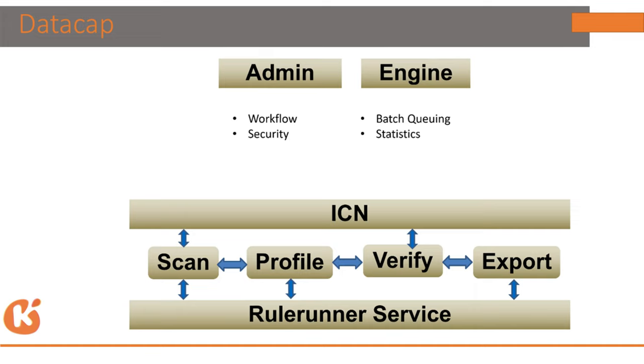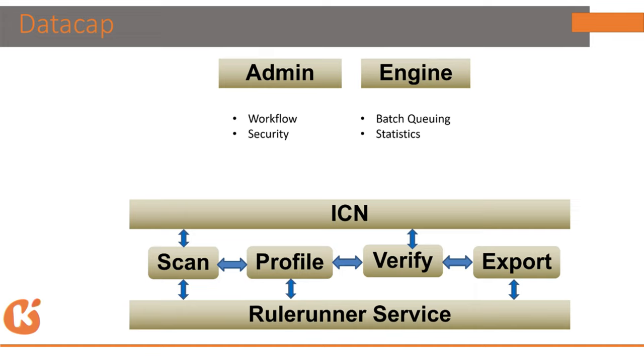Okay, so now I'm going to create a batch using ICN. In the batch, I'm using the ICN job, for example, scan. Using scan only, I can create a batch. Whenever you log into the system, for example, Niket is a user trying to log in, ICN interacts with the Wings service, because the Wings service is the mediator between your Datacap application and ICN.